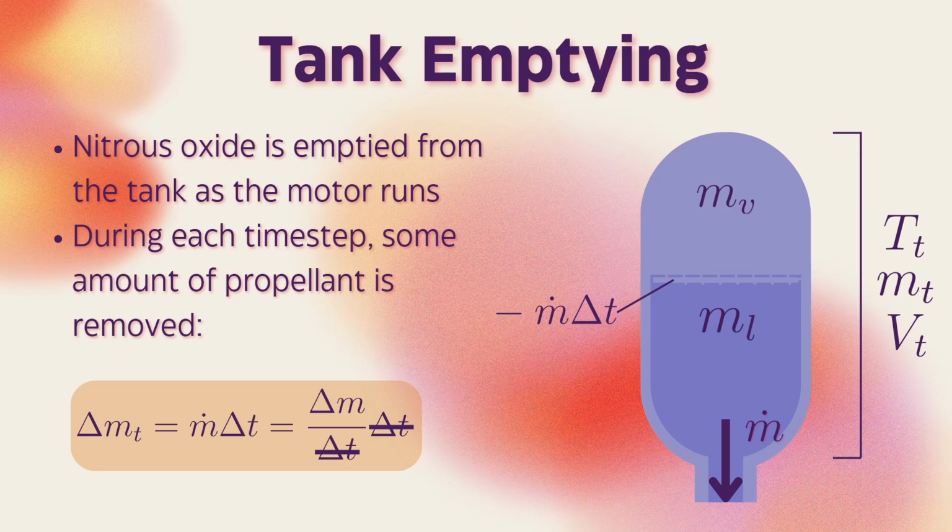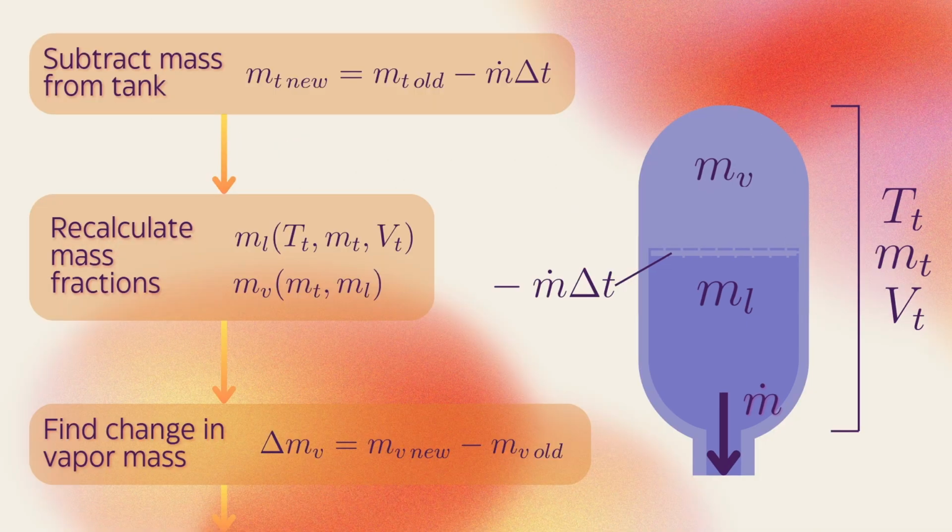But since this is a computer program, everything is discrete. Here in the diagram, you can see some amount of propellant, m dot delta t, is removed per time step. To start the simulation, we subtract mass from the tank, that little m dot delta t, to get our new mass. And then we recalculate the mass fractions because now our total mass in the tank is different. And then we find the change in the vapor mass between the old and the new mass fractions. And basically that just represents the amount of liquid propellant that has to vaporize to fill that empty volume.